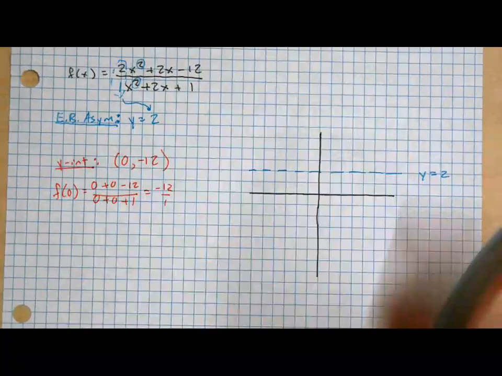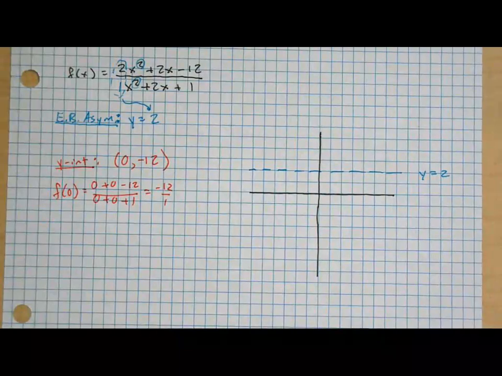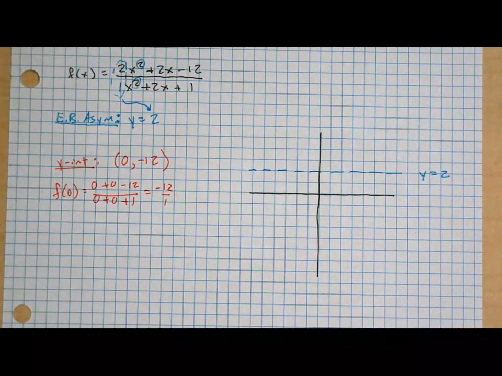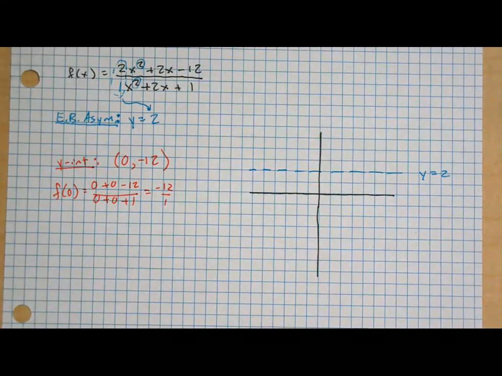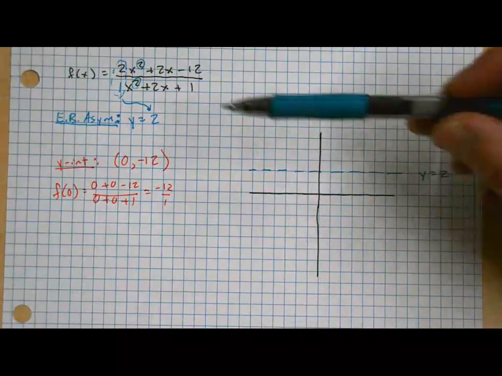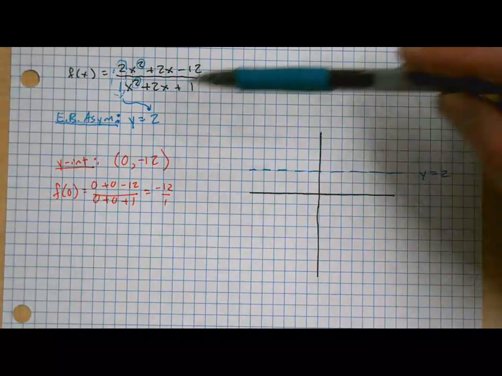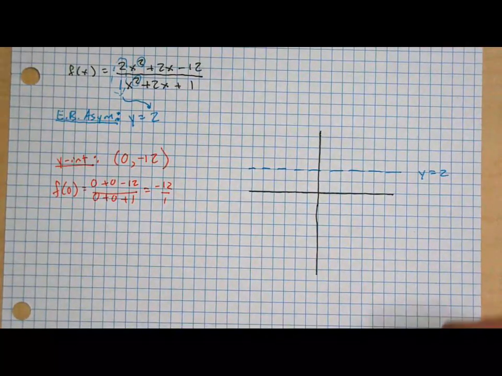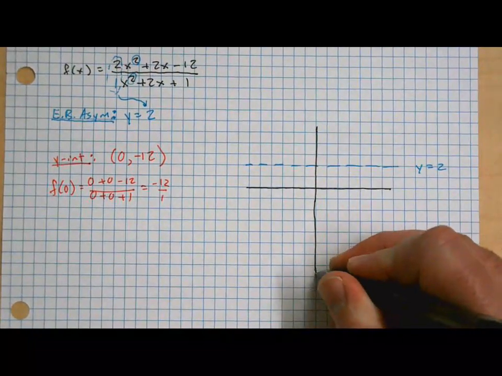Make sure you write it as a point. Don't just write y-intercept equals negative 12. That's going to lose you points. Same thing here. I do not want you guys writing HA equals 2. Right? Y equals 2. Okay, 0, comma, negative 12. So yeah, I've already got this recorded. I'll put it up here.